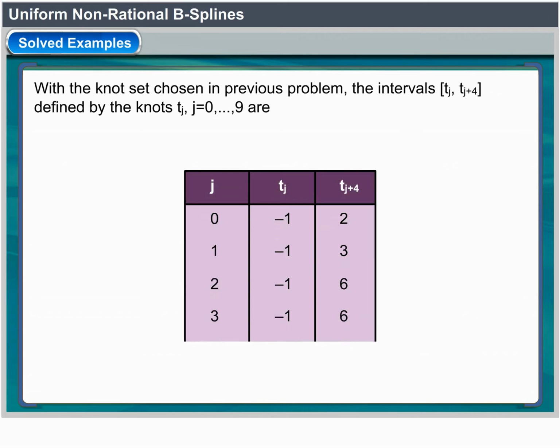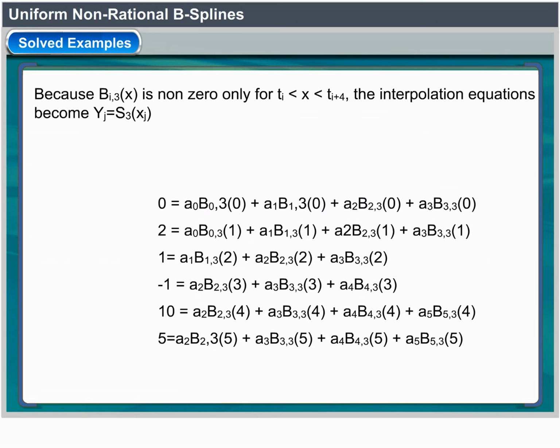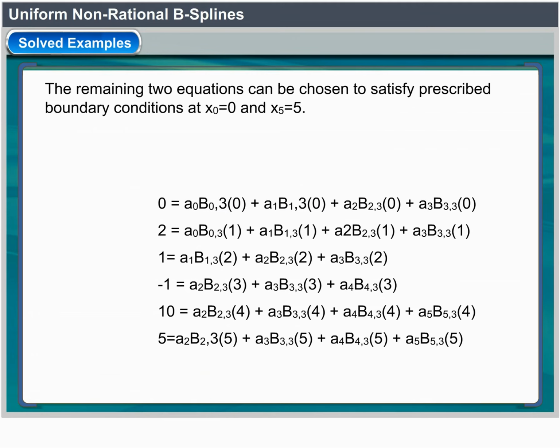Because b_{i,3}(x) is non-zero only for t_i less than x less than t_{i+4}, the interpolation equations become y_j equals s_3(x_j). And the other equations follow as shown on the screen. The remaining two equations can be chosen to satisfy prescribed boundary conditions at x_0 equals 0 and x_5 equals 5.